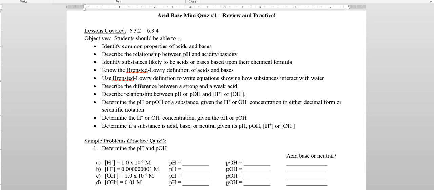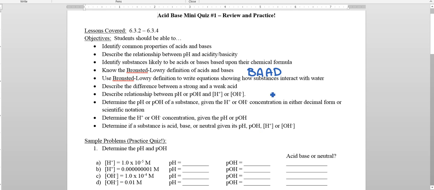So, if you have a low pH, does that mean you're an acid or a base? What does that mean? Identifying substances likely to be acids based on their formula, being able to write out these equations using that Bronsted-Lowry definition, which remember that one is bases accept, acids donate. That's how we remember that one. And then the last couple have to do with pH and pOH.